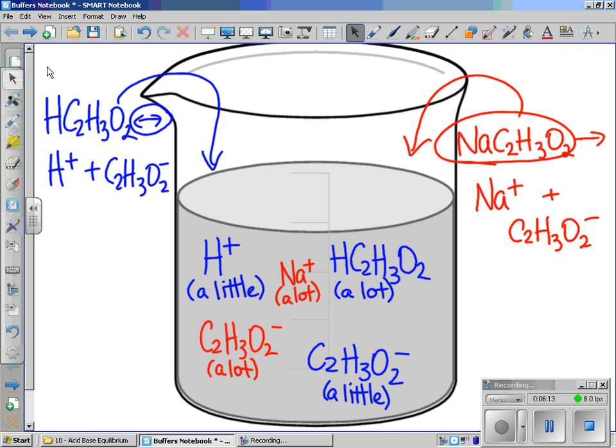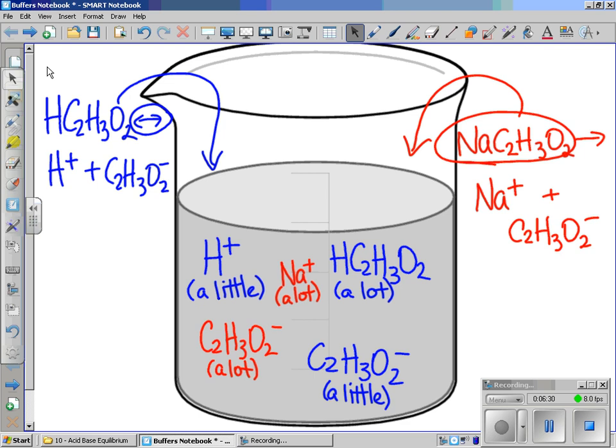Now, this was a basic salt that we just added to this weak acid, but bases typically want to react with acids, but they didn't. And the reason why they didn't was because they have a common ion. They both have C2H3O2 minus, so even if they tried to react with each other, nothing would happen.